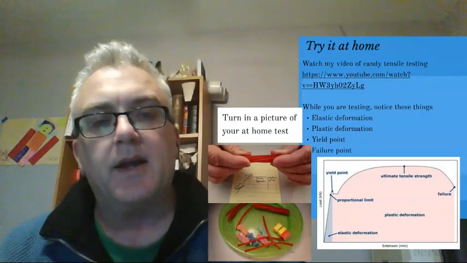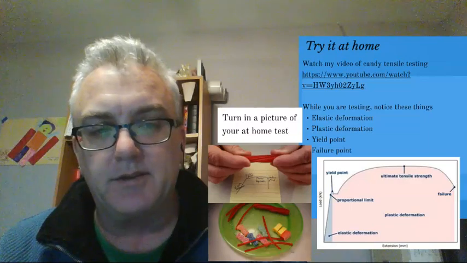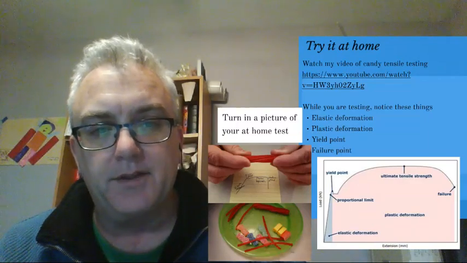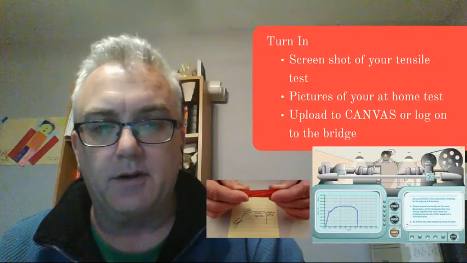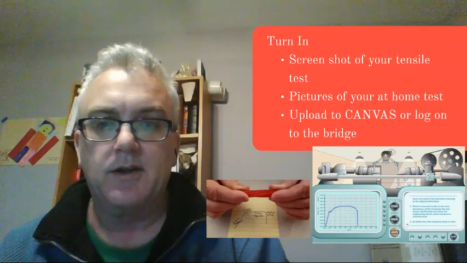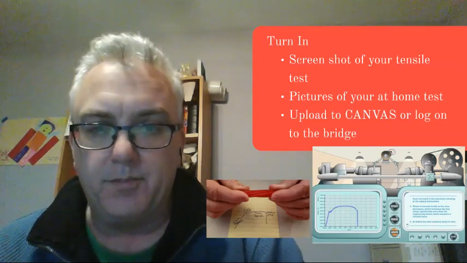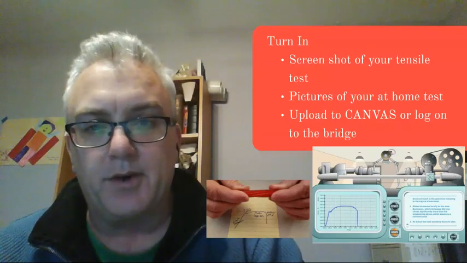Do something at home and take a picture or a video of yourself doing it at home. Post that up on Canvas, and that'll be another thing that I want you to turn in for that. So once again, the 2 things I want you to turn in: a picture or screenshot of your virtual tensile test, and then a picture or video of you doing some sort of tensile test at home. Have fun with this one, and good luck. And if you have questions, log on to my conference calls.